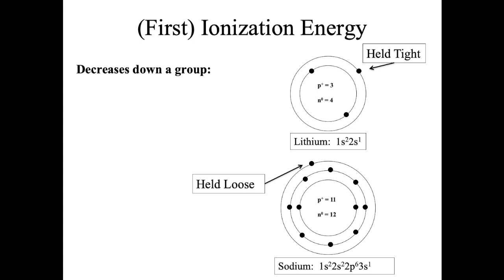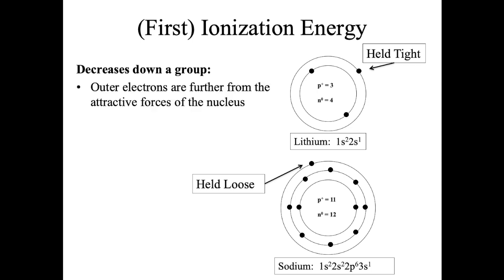So the reason that ionization energy decreases as you go down a group is because when the valence electrons are farther from the nucleus, they experience less attraction with the nucleus. That's the idea of electron shielding. And if they experience less attraction with the nucleus, it requires less energy to remove those electrons from the atom.